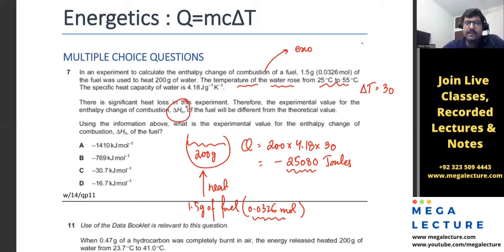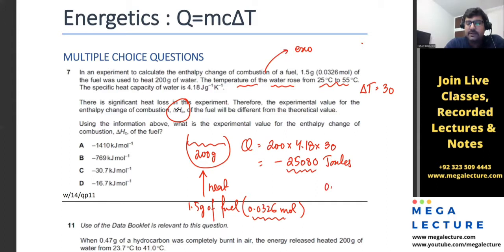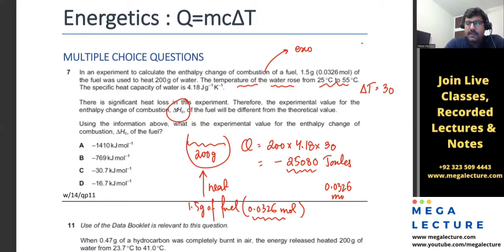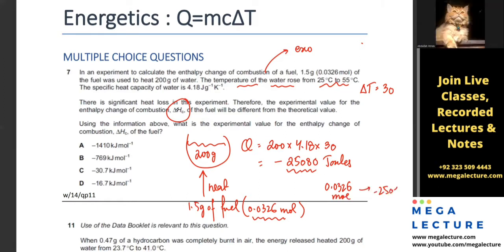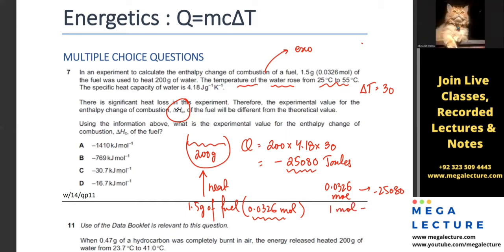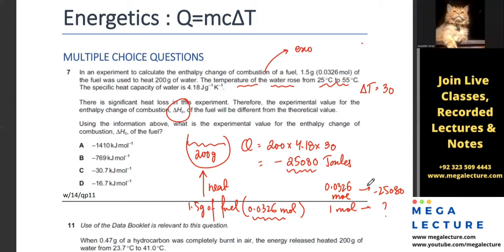So what is the amount of energy that's going to be produced by enthalpy of combustion? Remember, it is for one mole. So you'll just use ratios, maybe. 0.0326 moles produce minus 25,080. So how much energy would be produced by one mole of the fuel? Just use simple ratios and find out the enthalpy of combustion of the fuel.